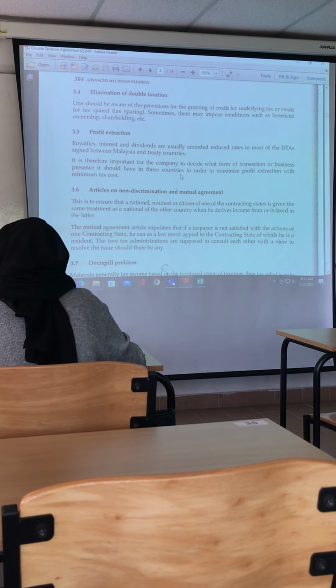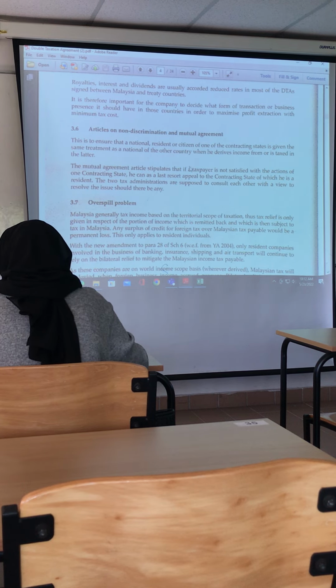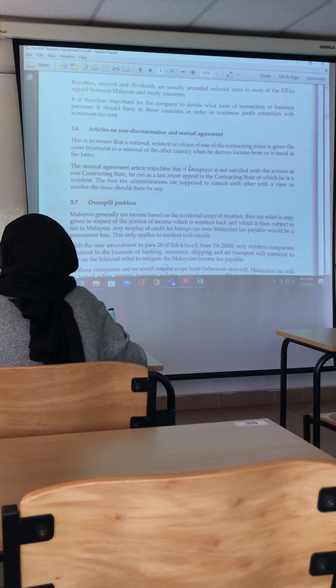Articles on non-discrimination and mutual agreement are to ensure that a national, resident or citizen of one of the contracting states is given the same treatment as a national of the other country when the income derived from, or taxed in, the latter. When we talk about contracting states, we are talking about the double tax agreement between Malaysia and Indonesia. So the contracting states are Malaysia and Indonesia. That's why in a double tax agreement, we look into the tax laws of both Malaysia and Indonesia, for example. How is the tax in Indonesia? How is the tax in Malaysia? So when you have a double tax agreement, you have to make sure that it's almost the same or lower. Cannot be higher, to be fair.